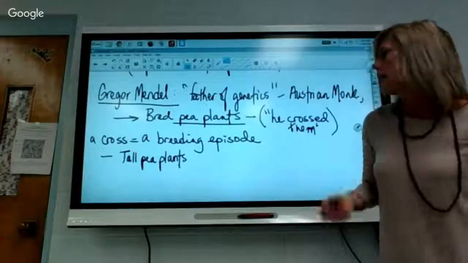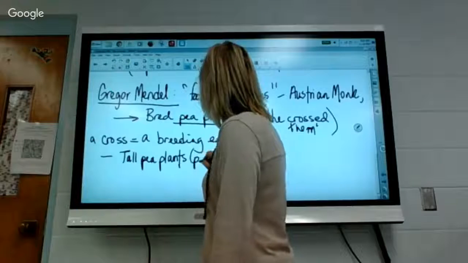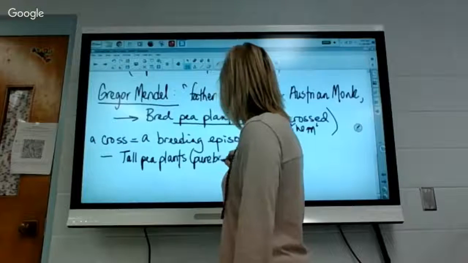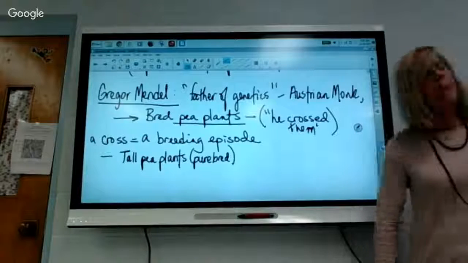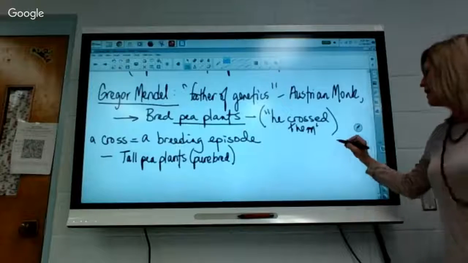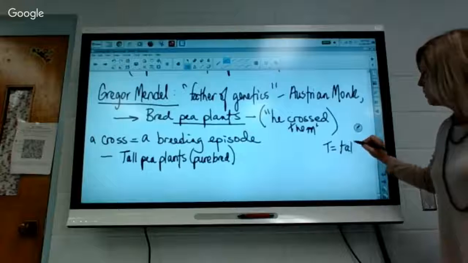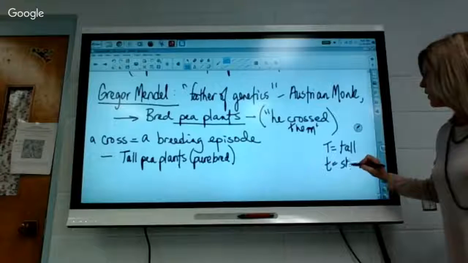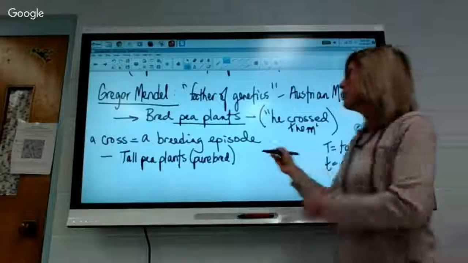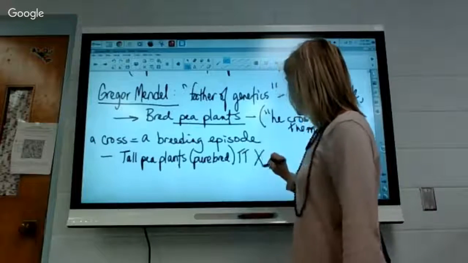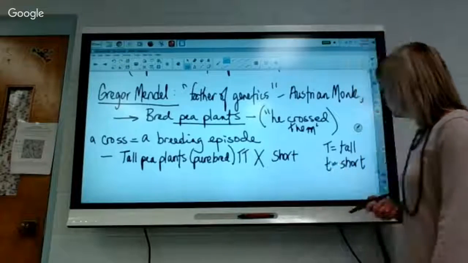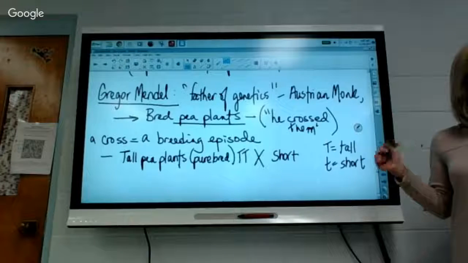So anyway, if he took tall pea plants that were purebred, not pure dead, what would be their genotype? If we say that T represents tall, and little t is short. Now, at first he didn't know this, he figured it out that the talls always seem to be dominant over short. So he took a purebred tall and he crossed it, and that's what we use the X for. It just means we bred it with a short. Well, how would we get a short pea plant? How would we write the genotype for that?